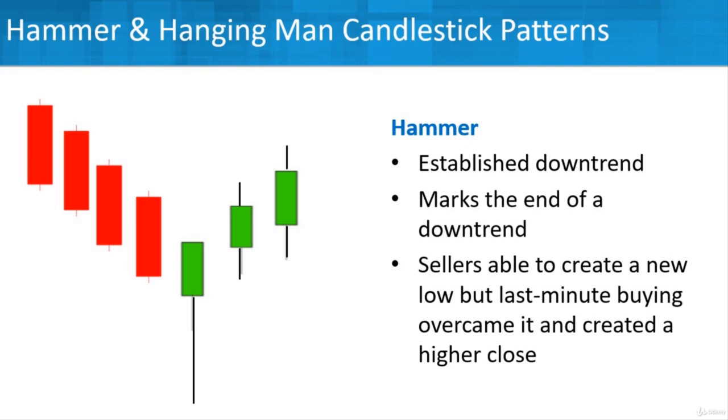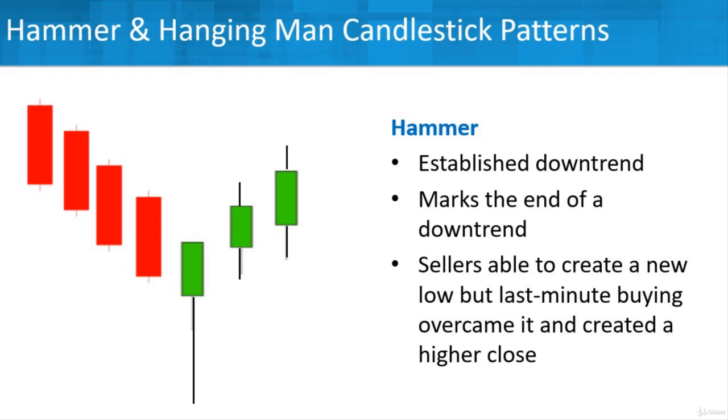What's happening is sellers are able to create some new lows. That's why you have the long range to the long low there on the bottom. But last minute buying overcame it and actually created a higher close. It started off with the opening lower again, like the trend was continuing, and the sellers were trying to sell even more, and it was really bearish, and things were trying to go even further down in price and continue a strong downward trend. But now prices have reached their exhaustion level on the lows, and buyers are saying, no, this is maybe a good opportunity to buy.